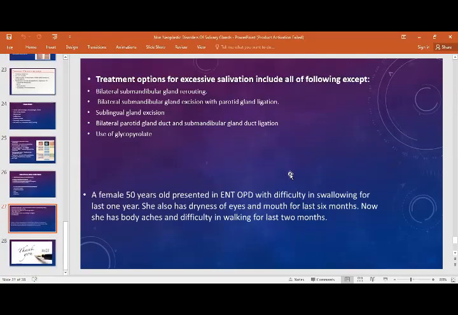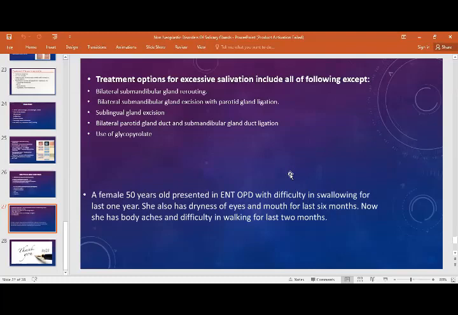Now, the third one is, what are the treatment options for excessive salivation? Include all of the following except: bilateral submandibular gland rerouting, bilateral submandibular gland excision with parotid gland ligation, sublingual gland excision, bilateral parotid gland duct and submandibular duct ligation, or use of glycopyrrolate.